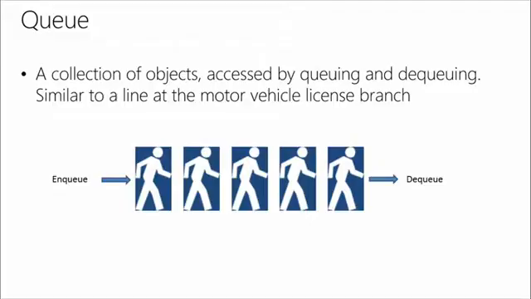The next one we look at is a queue. Again, it's a collection of objects, but we access a queue through queuing, or enqueuing, a value and taking it off through dequeuing. I use this one to represent something similar to a line at the motor vehicle branch. This is considered a first in, first out type of data structure, where the first piece of data that's put into the queue will be the first piece of data out of the queue.